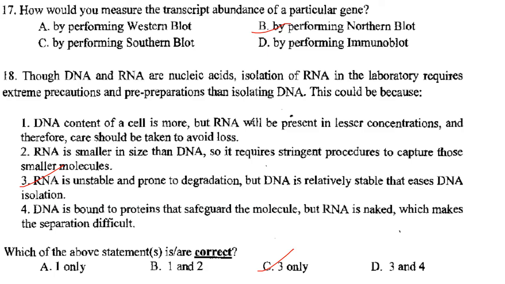Then next one. How would you measure the transcript abundance of a particular gene? So transcript abundance is mRNA abundance. So mRNA can be analyzed by performing northern blot technique. So answer is option B. Though DNA and RNA are nucleic acids, isolation of RNA in the laboratory requires extreme precautions and preparations than isolating DNA. This could be because DNA content of a cell is more, but RNA will be present in lesser concentration and therefore care should be taken to avoid loss. That's not correct.